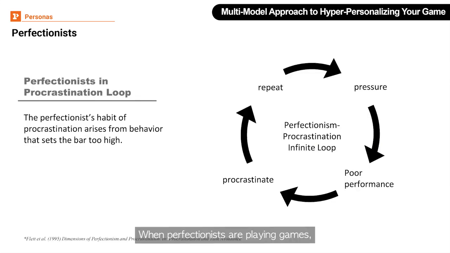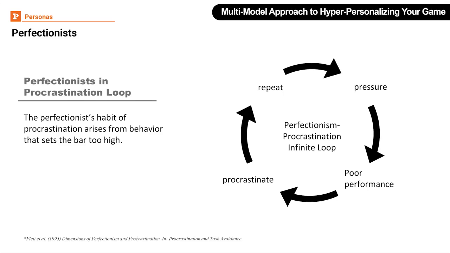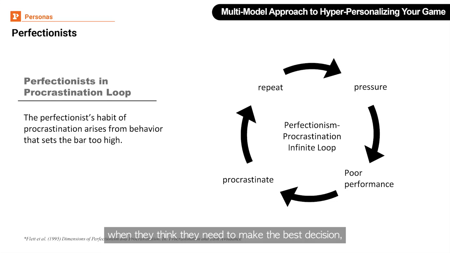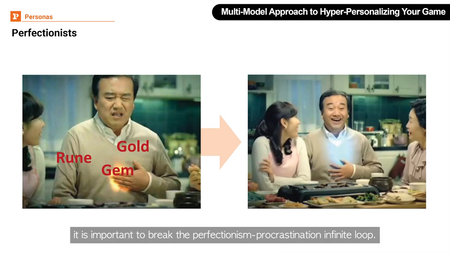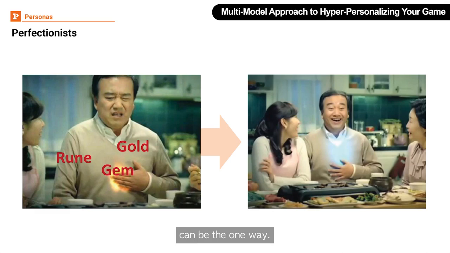When perfectionists are playing games, they want to make a perfect decision, but oftentimes they feel the pressure when they think they need to make the best decision, which leads to poor performance and procrastination, and eventually they churn. So, to the perfectionists, it is important to break the perfectionism procrastination infinite loop. Providing guides or strategies to reduce the pressure can be the one way.